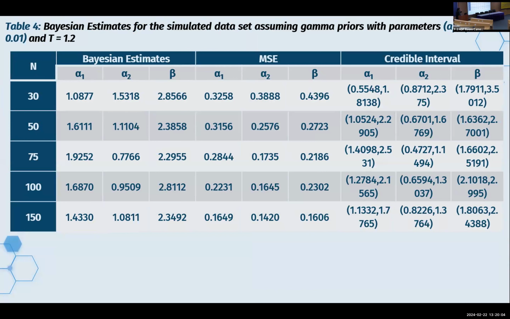Ma'am, here we observe that it's not like either increasing or decreasing. It's like fluctuating. Actually, the thing is, the frequentist estimates were being more affected by a change in the sample size, but Bayesian estimates were not being affected too much. And these are simulation study results, ma'am. If I again run the simulation, the results may change based on the sample size.